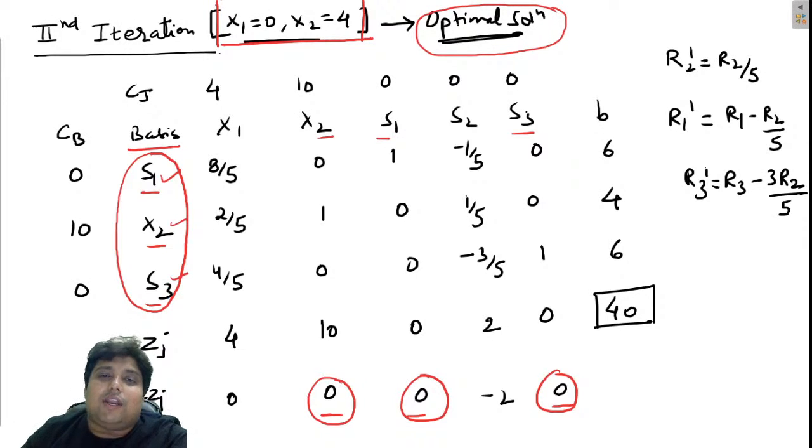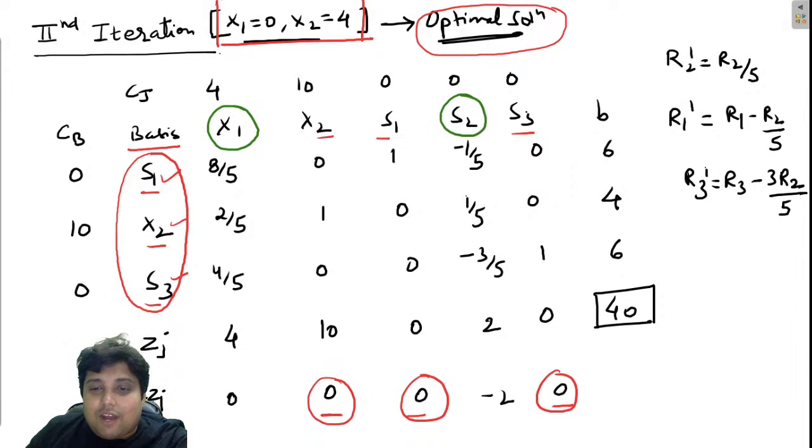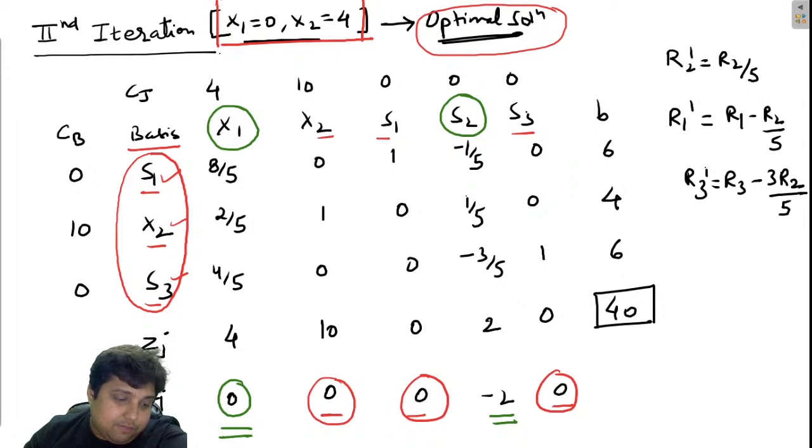But in this question, what has happened? Those variables which are not inside the table, x1 and s2, they have a negative value with respect to s2, but with respect to x1, I am getting a 0. So remember, we should always be getting a 0 with respect to the basis, not with respect to the non-basis.